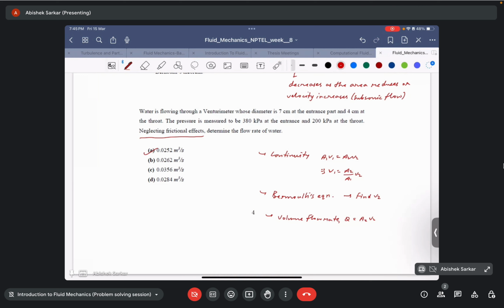Even if there are head losses, it is never possible that in a converging section, where there is a reduction in area, the velocity will decrease. The velocity will always increase from the continuity equation, even if there are several losses involved. And from Bernoulli's equation, if the area reduces, the pressure would also reduce, because essentially the velocity increases. So this relationship between pressure and velocity in a converging section will never change, even if there are various losses involved in the real life scenario.